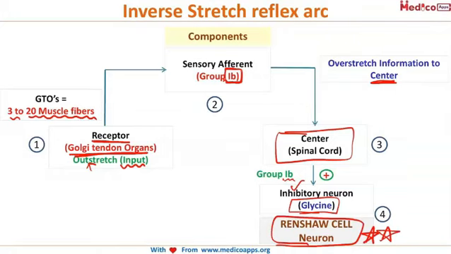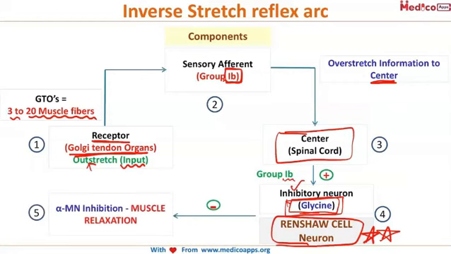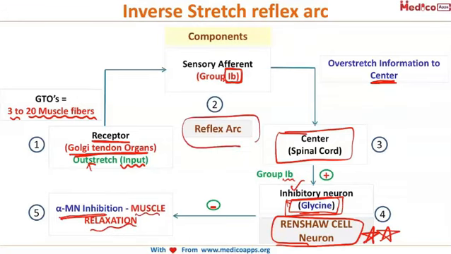So from the center, an inhibitory message is sent via the neurotransmitter glycine through the Renshaw cell neuron, which causes an inhibition of the alpha motor neuron, ultimately resulting in muscle relaxation, and hence the reflex arc is completed.